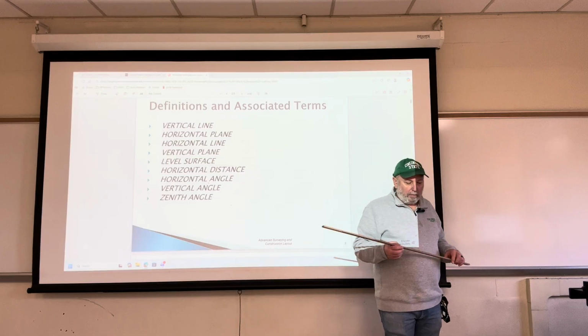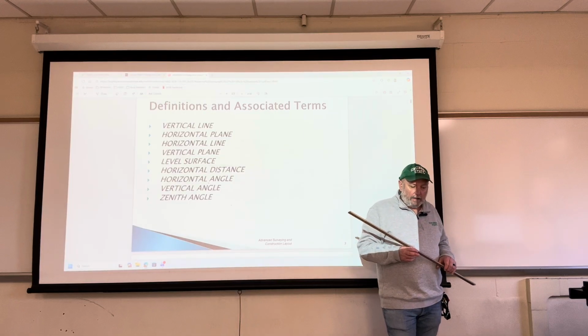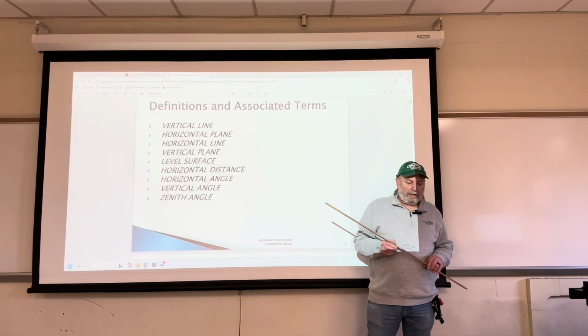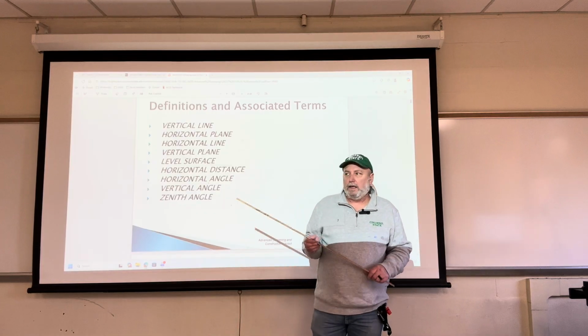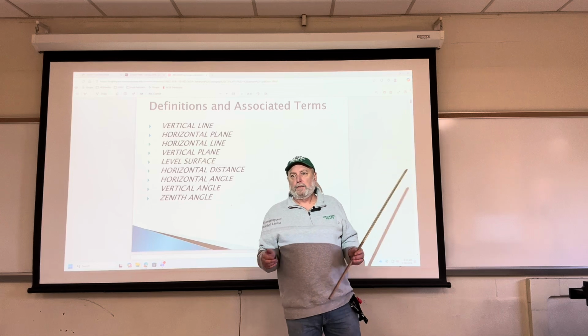Looking at a vertical plane, it is a point in any plane that contains the vertical line at a point. There are an unlimited number of vertical planes at any given point. So vertical plane, think of the walls in this room as a vertical plane.